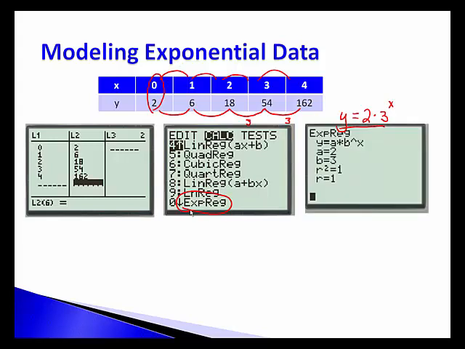So if you enter 0, you'll get y is equal to a times b raised to the x power, and it tells you that a is 2 and b is 3.